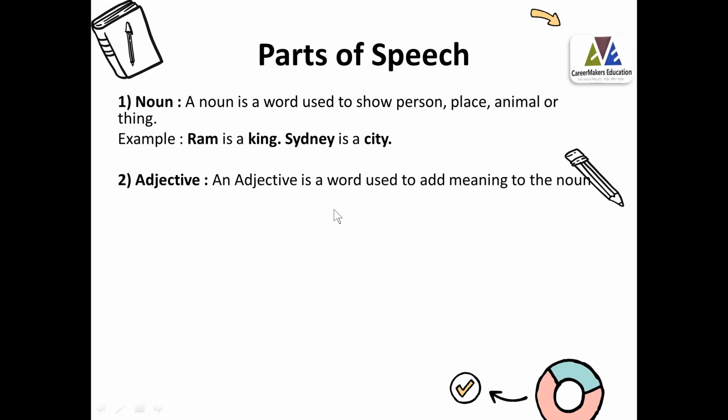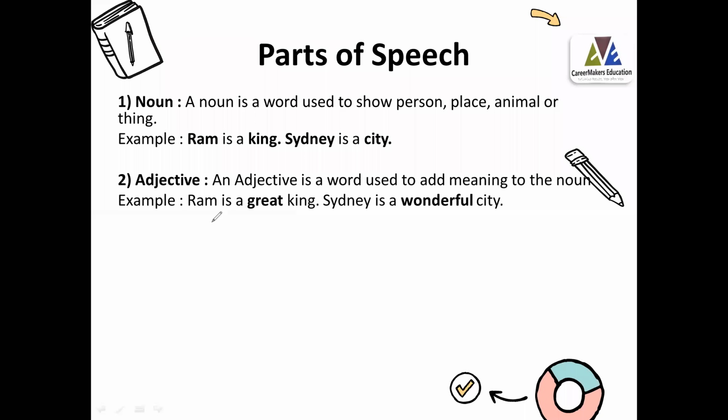Exactly after the noun, the second part of speech that you need to remember is an adjective. An adjective is a word used to add meaning to the noun. For example, when I say Ram is a great king, as discussed earlier, king is a noun and Ram is also a noun. Now we need to ask a question to the noun, that is king: how is this king? Is he a short king, tall king, intelligent king, great king, or what type of king is he? The answer that comes here is great. That means great is adding some meaning to the noun, and hence great is an adjective.